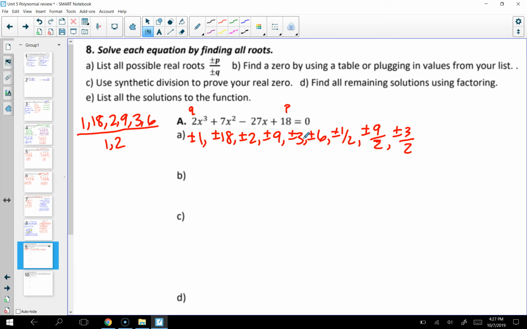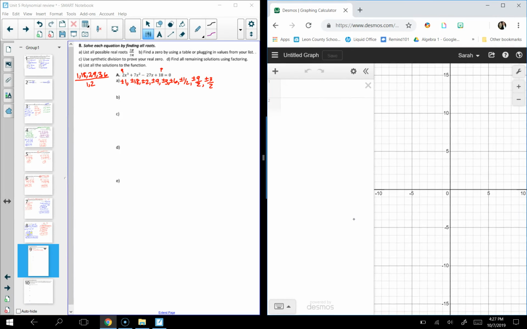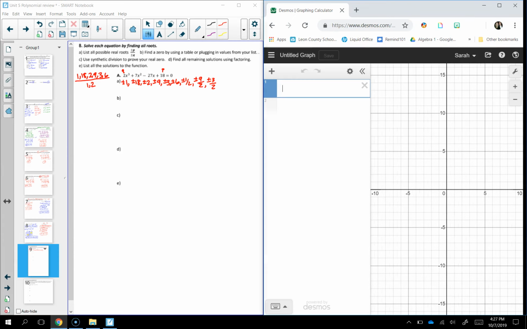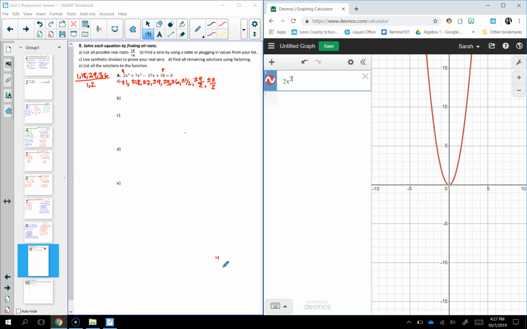Find a 0 by using a table or plugging in values from my list. So I'm going to go over here to Desmos. Okay. I'm going to plug in my function. So we have 2x. Come on, write for me. There we go. Okay. Took it a second. Alright, so we have 2x squared. Well, not squared, cubed. Plus 7x squared.